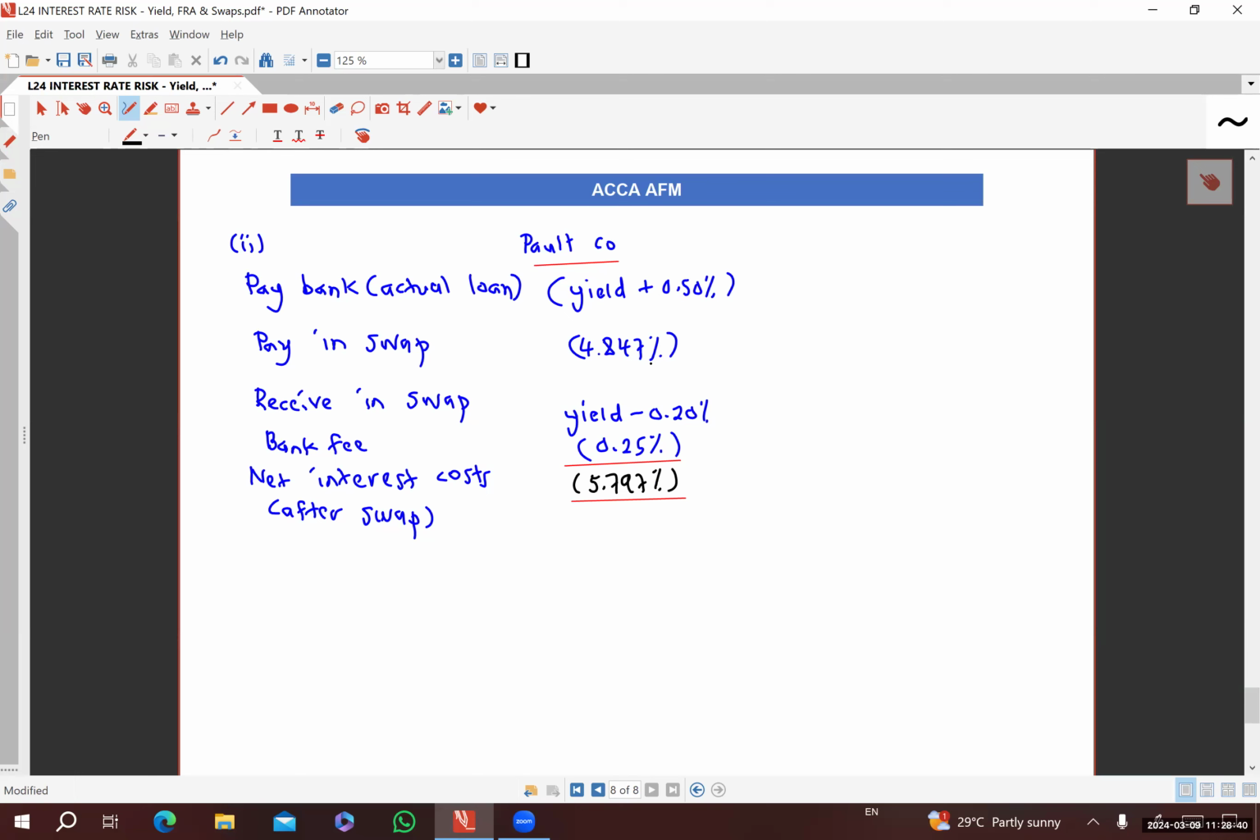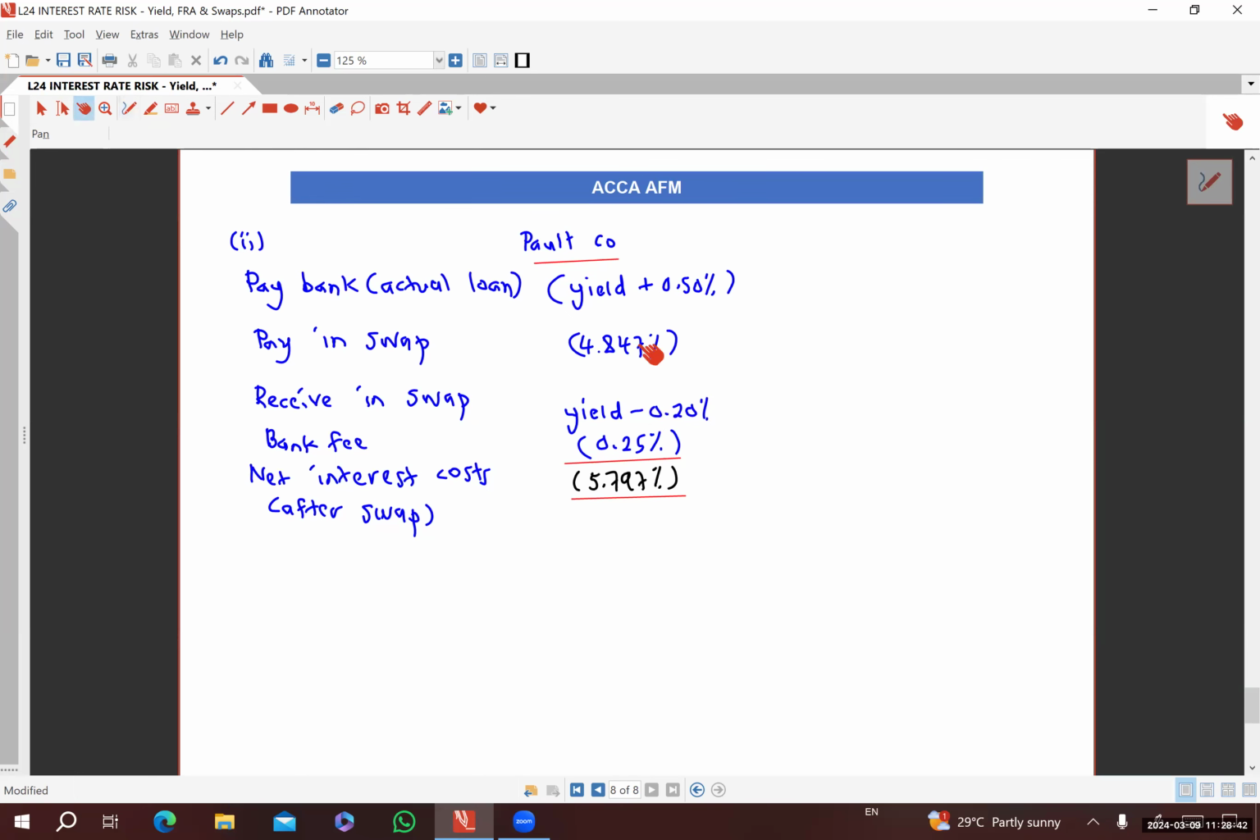Yeah, they are all minus. This is also minus. So you just add all the interest rates. So 5.797% per annum. This becomes a fixed rate. Bob now has floating rate. He is worried that interest rate will increase, so he wants to fix. So after the swap, he should get fixed rate.